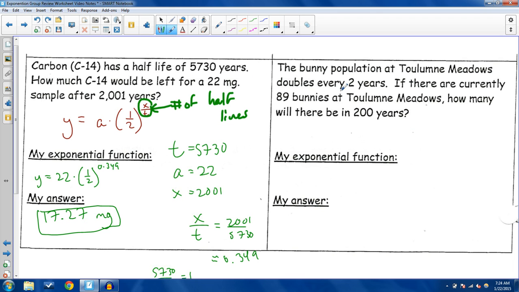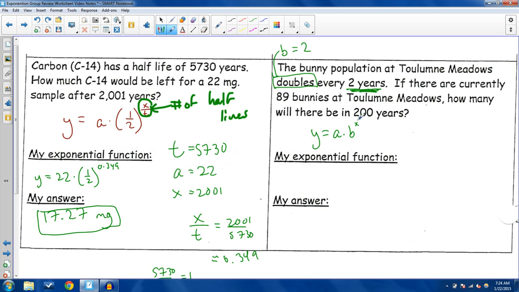Final problem, now I gotta go. Bunny population at Tulum Meadows doubles every 2 years. Doubles, this is the growth. That's your b value. Every 2 years, alright, this will have something to do with our time here. This is another kind of ratio thing we need to talk about. If there are currently 89 bunnies at Tulum Meadows, how many will there be in 200 years?